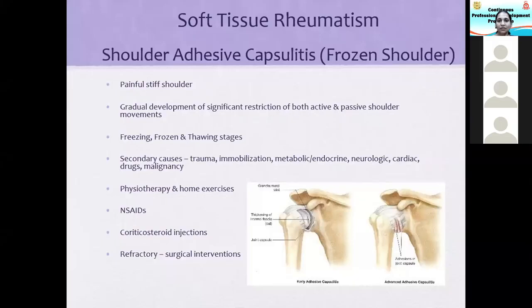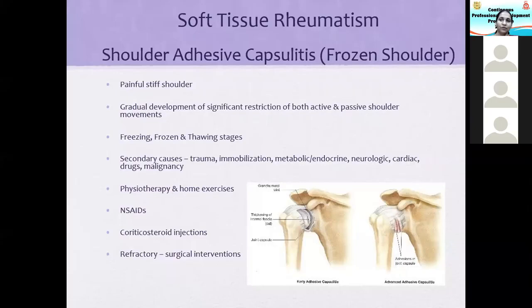There are three stages: the freezing stage, where the movements are becoming limited, the frozen stage where it is very stiff, difficult to move, and the thawing stage where very slowly it will come back. They will regain the movements. Secondary causes, so idiopathically, this can occur. There could be secondary causes also.